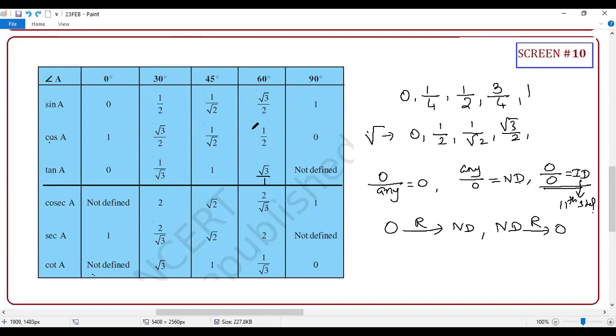Any doubt? Quickly. Any doubt? No, sir. Sir, whether cosec by sec is... No doubt.